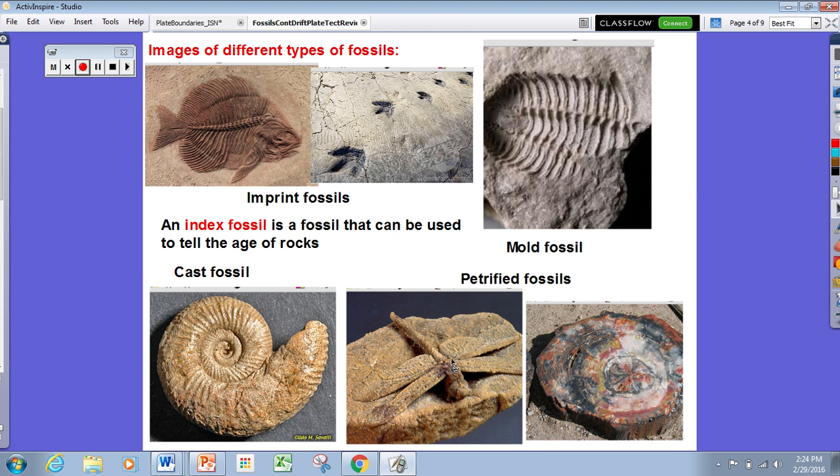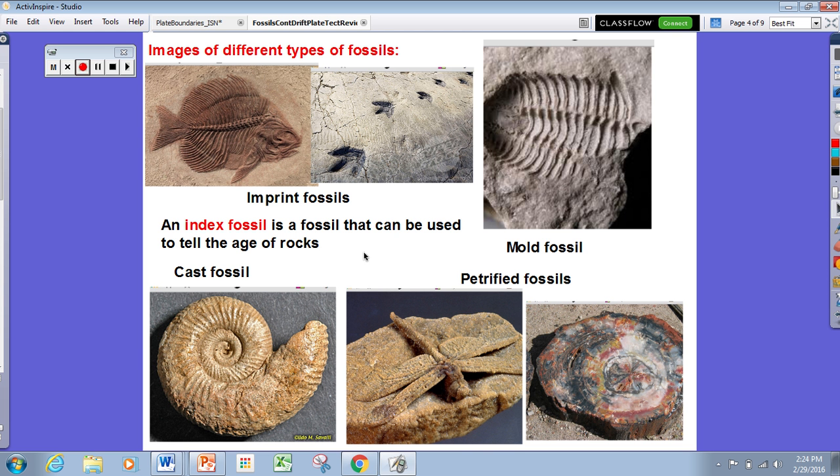And here are a couple of petrified fossils. This looks like a dragonfly here and petrified wood. So over time, all of the original living material that made up this dragonfly and made up this tree were replaced by minerals, so they become petrified. And there's a special type of fossil that we talked about too in class.